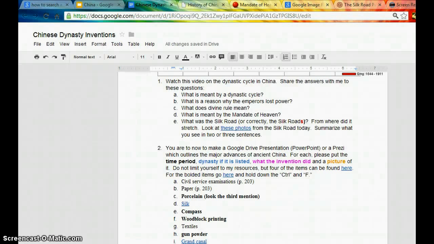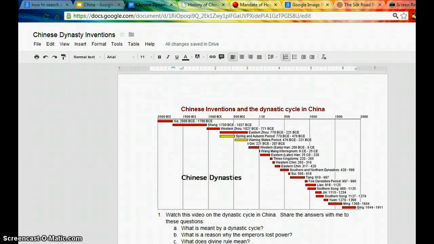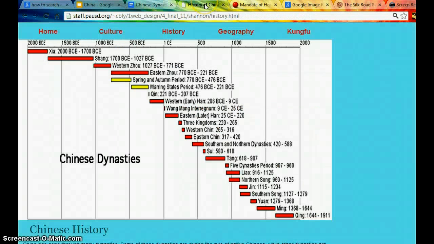Today you're going to do an interactive sheet on Chinese inventions that came about during the different Chinese dynasties, the major ones, and it's going to be on this sheet. And at the top you can see the Chinese dynasties, a chart that looks like that.